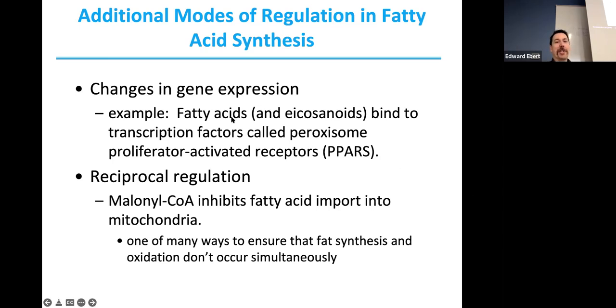We can change gene expression in there. We can look at various transcription factors. These specific transcription factors that affect the gene expression for fatty acids and their enzymes are called peroxisome proliferator activated receptors, or what is much more fun to say, PPARs, right? It's just fun to say.